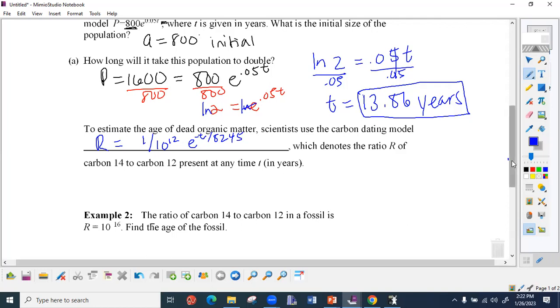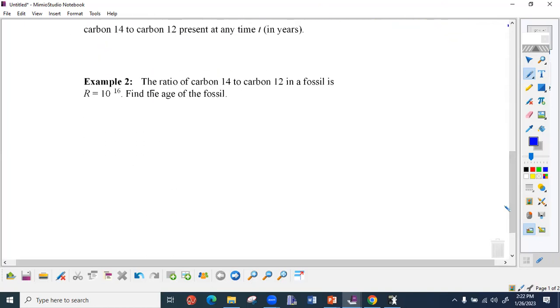So let's see. When is this applied? To fossils. The ratio of carbon-14 to carbon-12 in a fossil is R equals 10 to the negative 16. So we now know our R value. We have 10 to the negative 16 equals, and I'm going to write it, 1 over 10 to the 12 times e to the negative t over 8,245. Some really smart person figured out how to estimate the age of things that have been gone for a very long time. The goal here is to get to t.